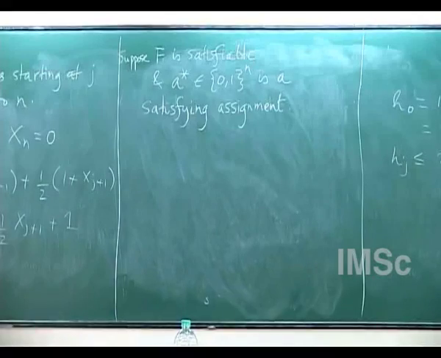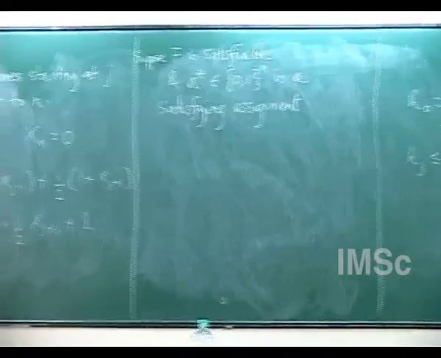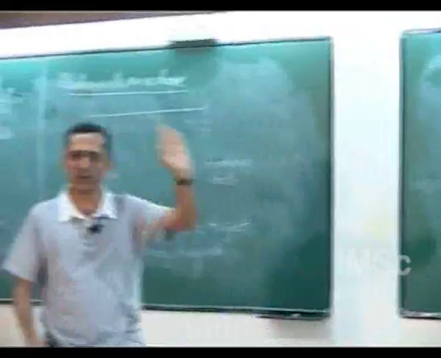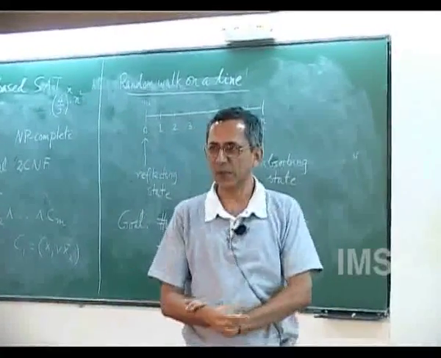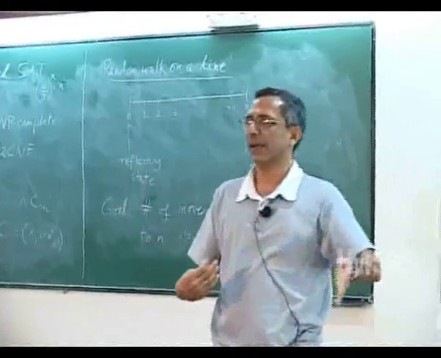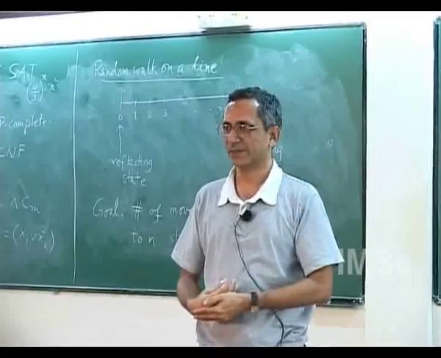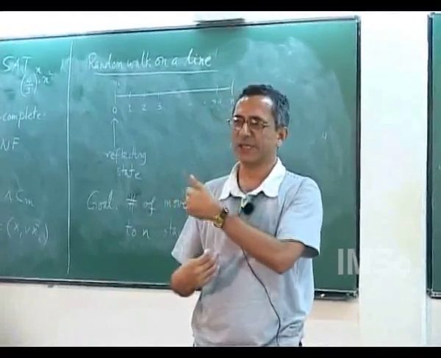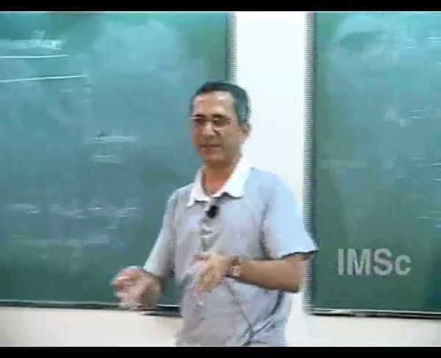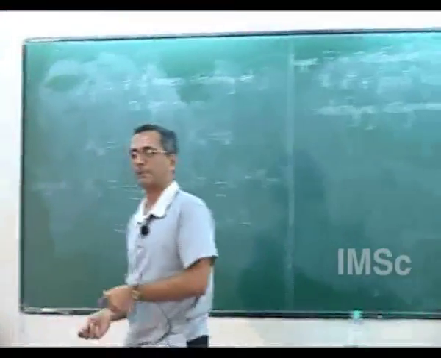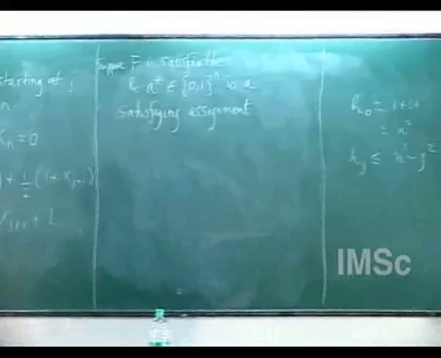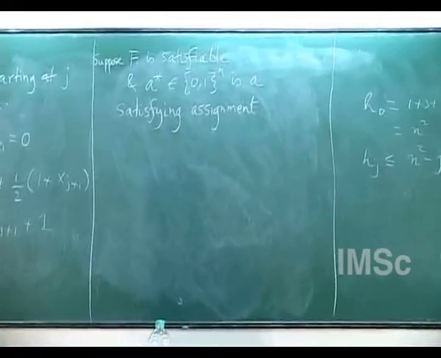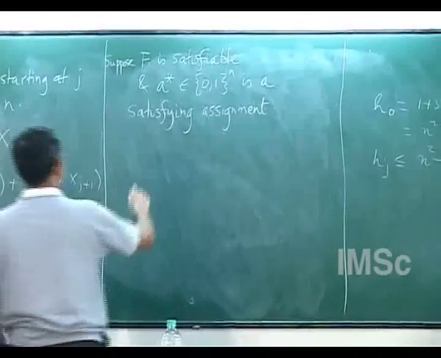And in this random walk, our goal was to get to N. So N stands for A star. That means you want to get an assignment which agrees on all coordinates with A star. So the number of matches that you have with A star is J. If you have J matches, you are in state J. So what should be the algorithm?